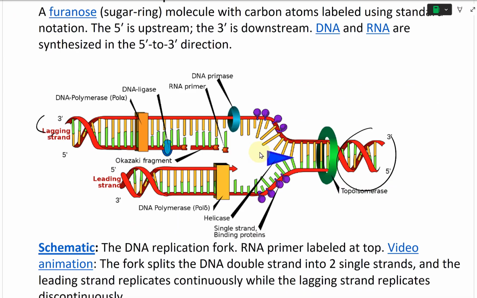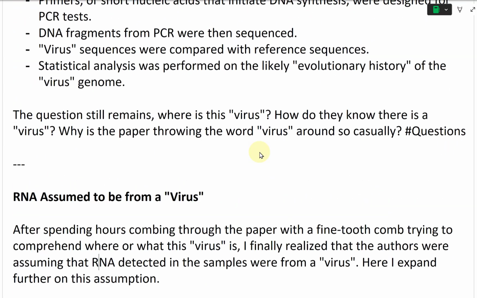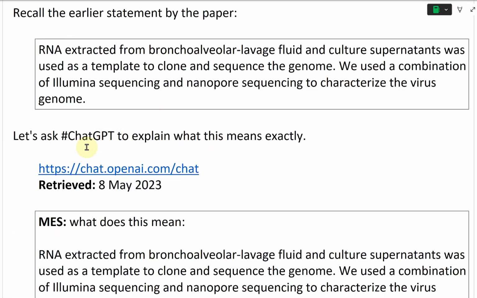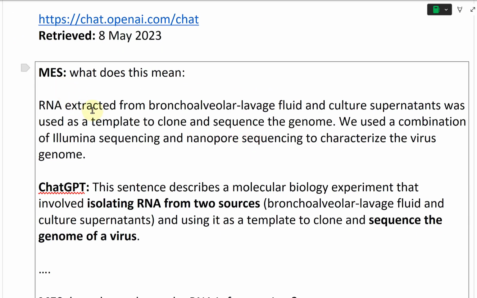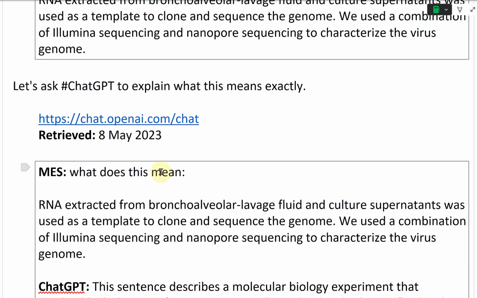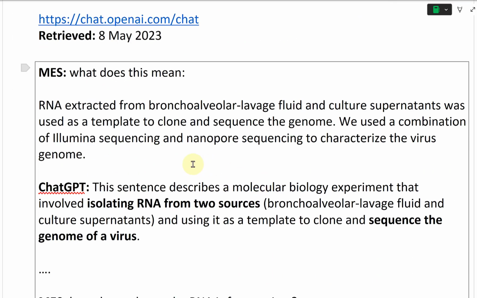And I asked ChatGPT, what does it mean by this? So let's ask ChatGPT to explain what this means exactly. Which is pretty interesting. You could just go and ask it a question. It will try to explain what it is in a very direct manner. So I asked it, what does this mean?